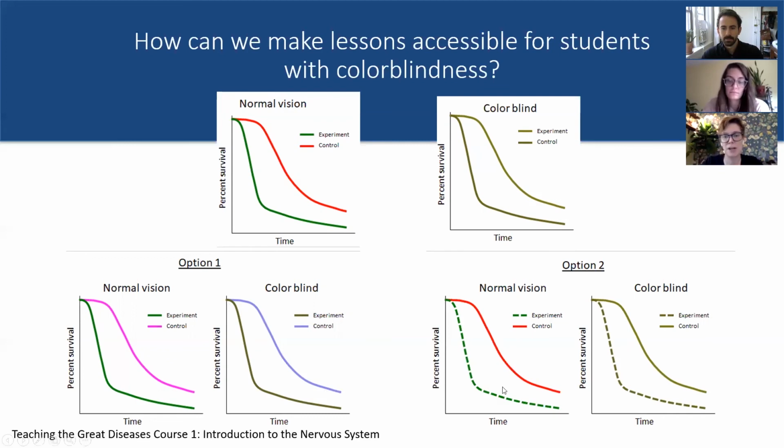Another option might be to use something other than color to distinguish it. So here we're still using the red and green, but we're also distinguishing this experimental group on the graph with a dotted line. And so these are also really easy to tell apart. So those are just a few tips.